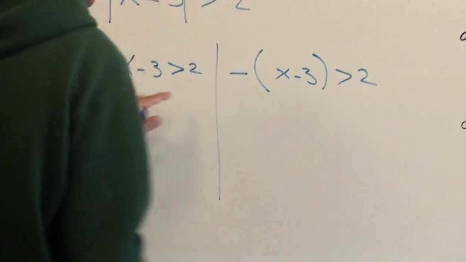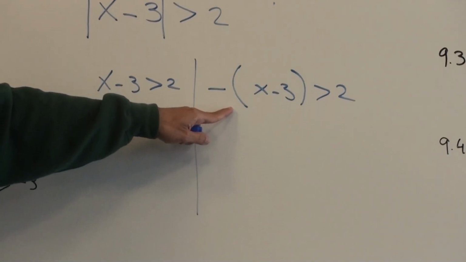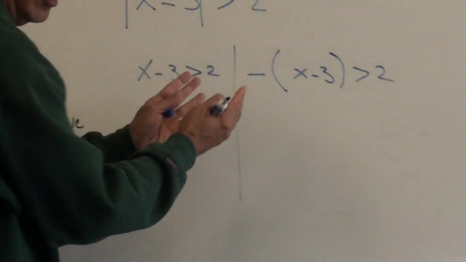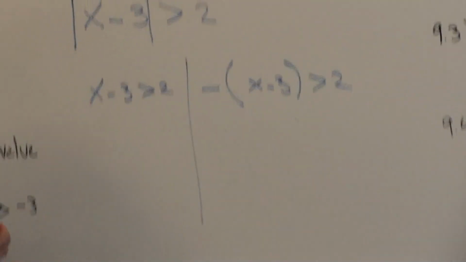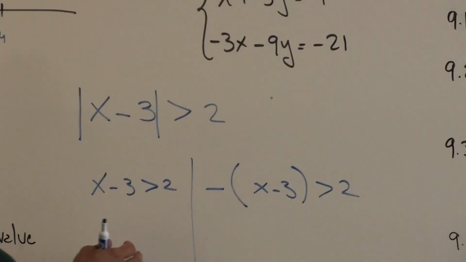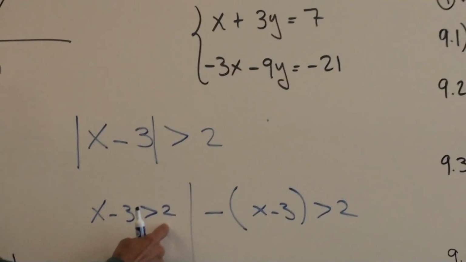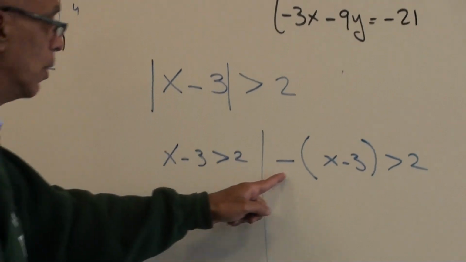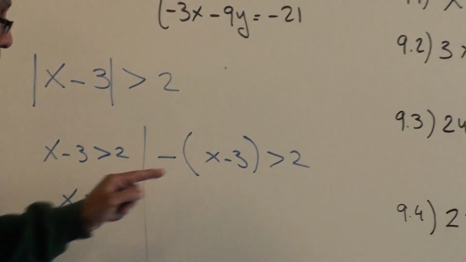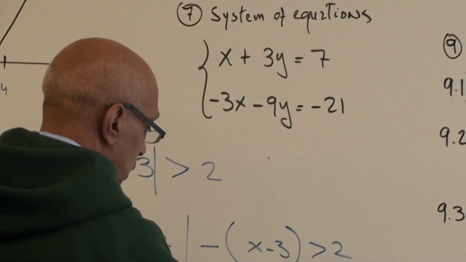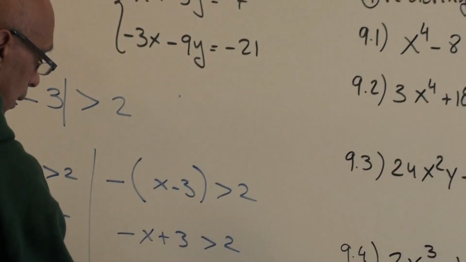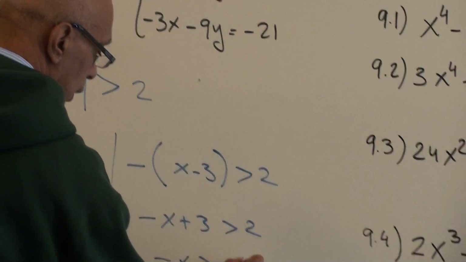Please remember to put the parentheses. It's very important, okay? Because this is one expression. It's not isolated. So here I can bring 3 to the other side, so x greater than 5. Now here, I'm going to distribute this negative. It's going to be negative x plus 3. Then 3 goes to the other side again. It's going to be negative 1.